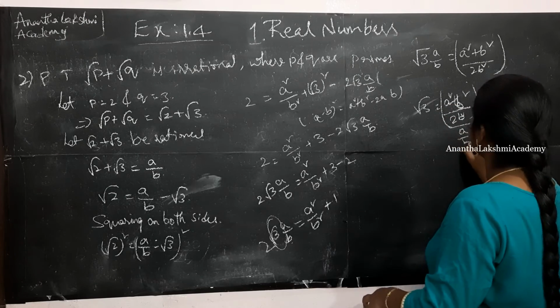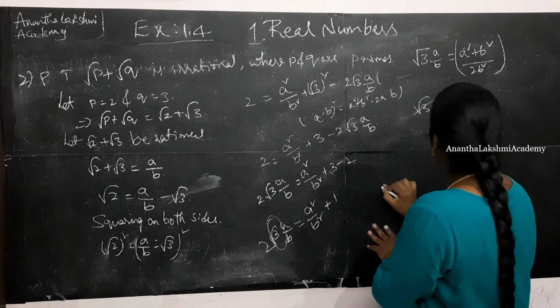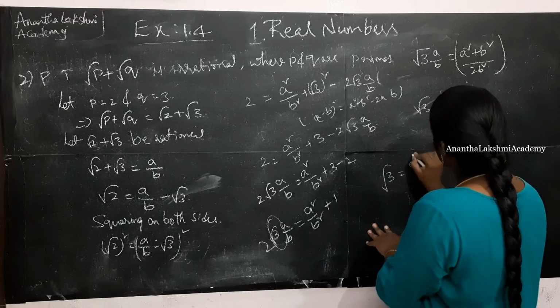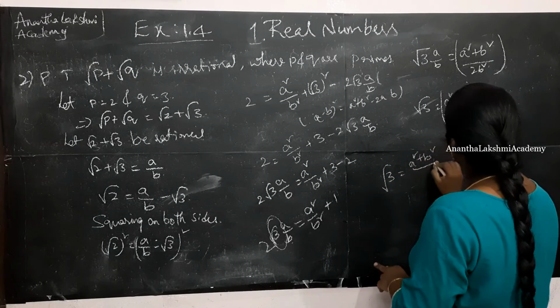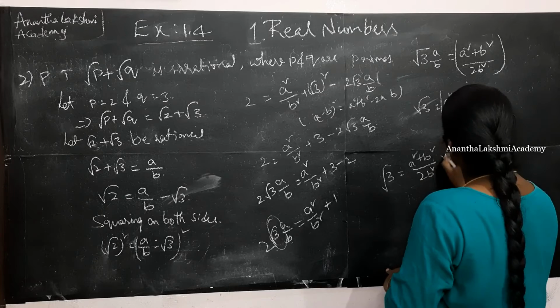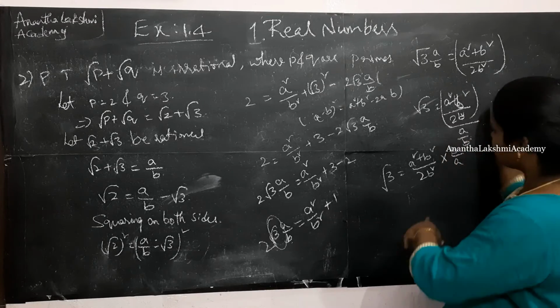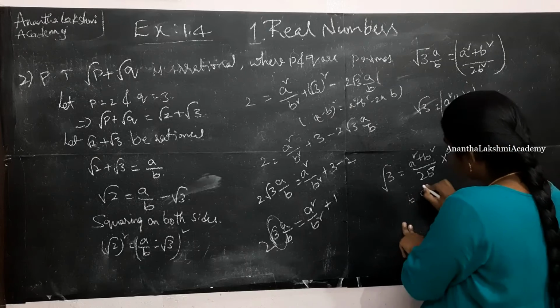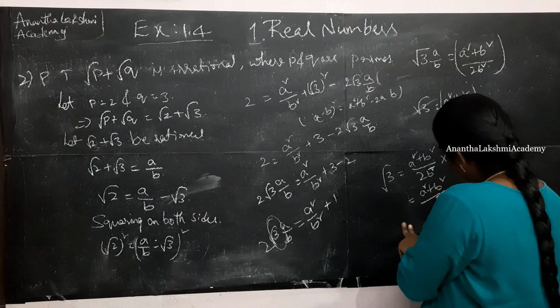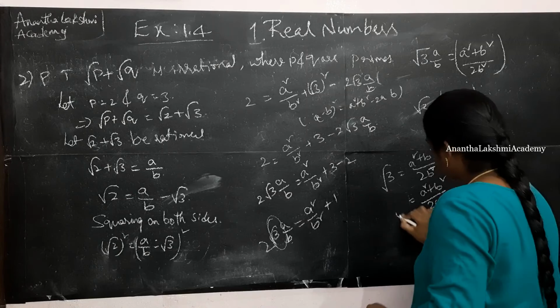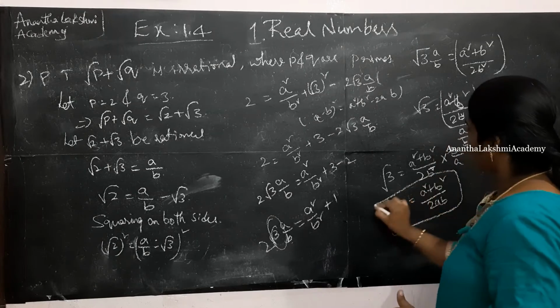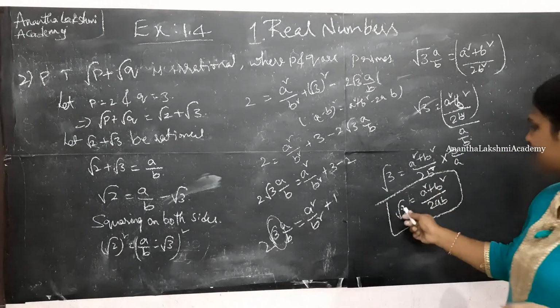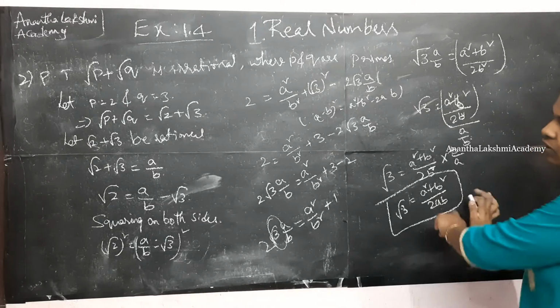Divided by a by b, that is equal to root 3 is equal to a square plus b square by 2b square into b by a. This is a fraction. When it goes up, b gets cancelled. That is equal to a square plus b square by 2ab. Okay, we have arrived at an irrational number is equal to something in the form of rational numbers.